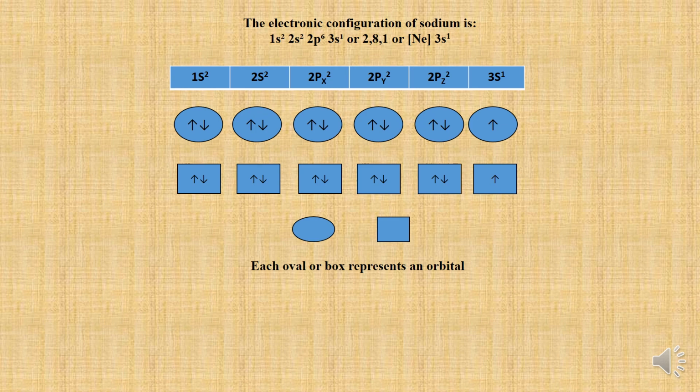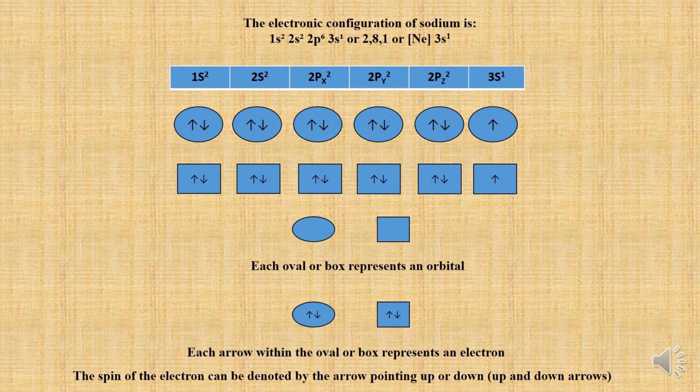Now each oval or box represents an orbital. So you can either use the oval notation or the box notation. Each arrow within the oval or box represents an electron. The spin of an electron can be denoted by an arrow pointing up or down. So the up and down arrows within the oval or the box, that is the orbital, represent the 2 electrons of opposite spin.